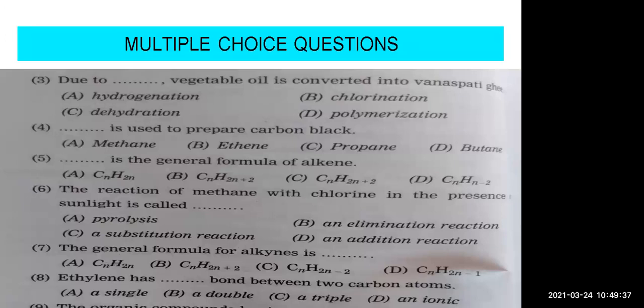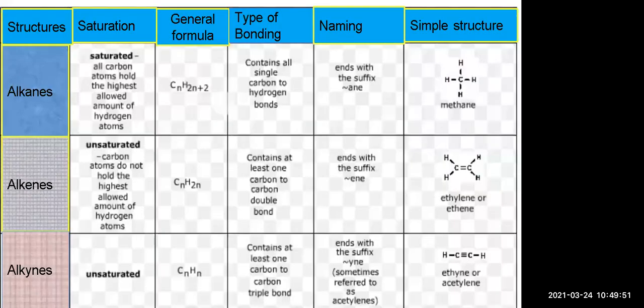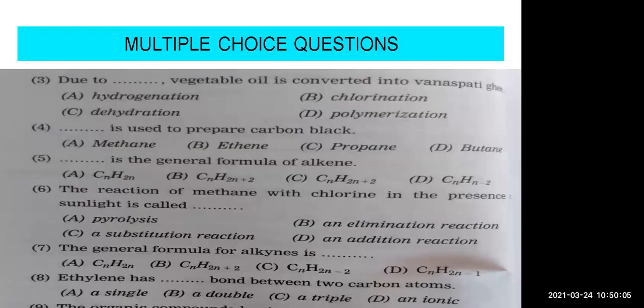Then comes: dash is the general formula of alkene. Alkene has the formula as you can see here. This is the chart where it shows the structures, different saturations and unsaturations, general formula, type of bonding, naming and simple structures. So as the question is, what is the general formula for alkene?